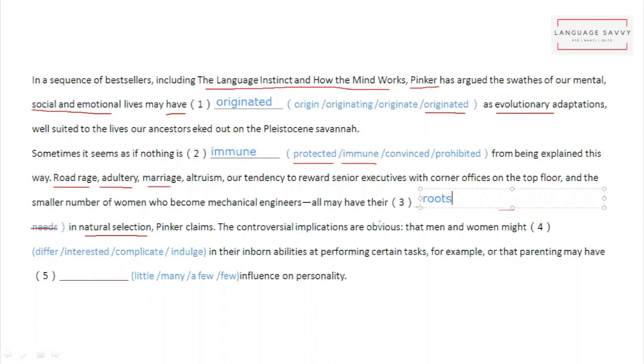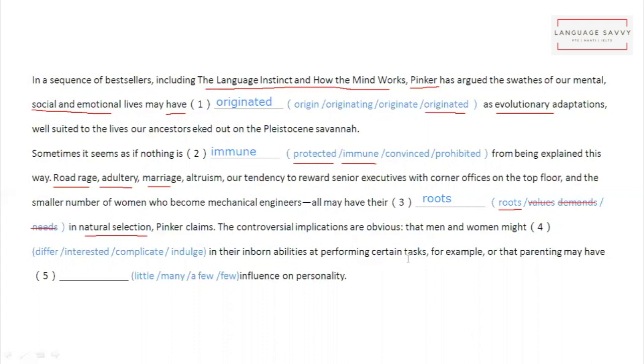So in this fill up, we use the elimination strategy. What we did is we tried to use each and every option within the blank and try to make sense of it. And the only one that did make sense is roots. So all may have their roots in natural selection, Pinker claims. The controversial implications are obvious that men and women might dash in their inborn abilities at performing certain tasks.